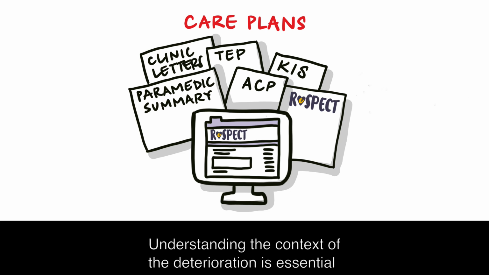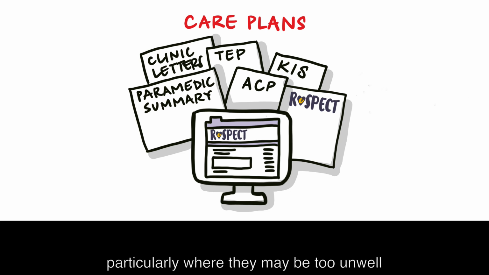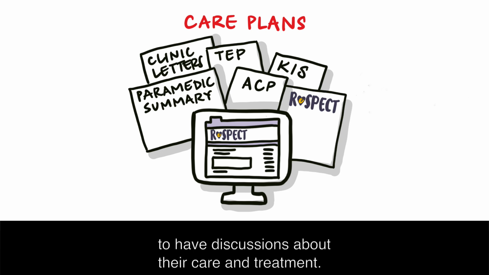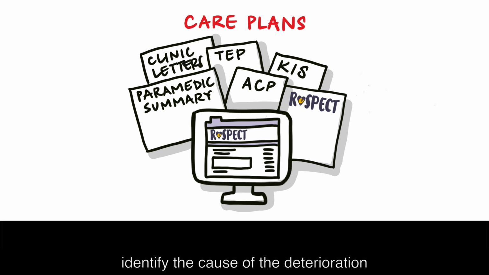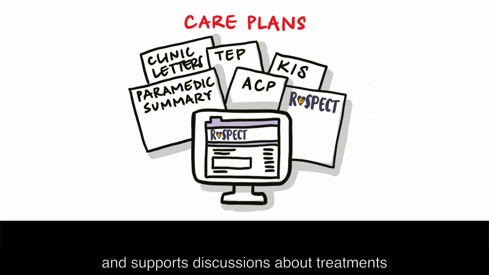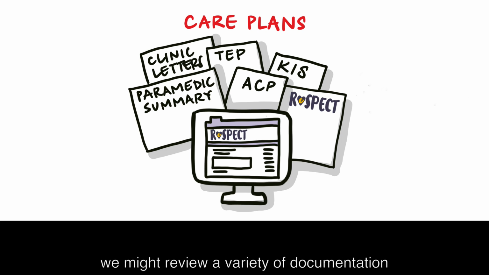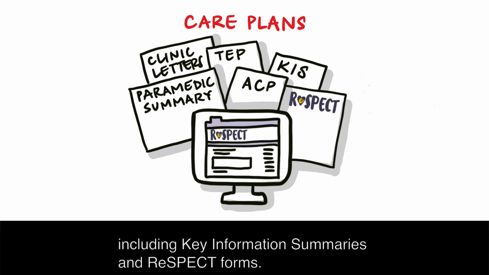Understanding the context of a deterioration is essential whilst assessing a patient, particularly where they may be too unwell to have discussions about their care and treatment. This not only helps identify the cause of the deterioration, but also helps us to understand the person's previously expressed wishes about care and supports discussions about treatments that may or may not help. For example, in a hospital setting, we might review a variety of documentation, including key information summaries and respect forms.